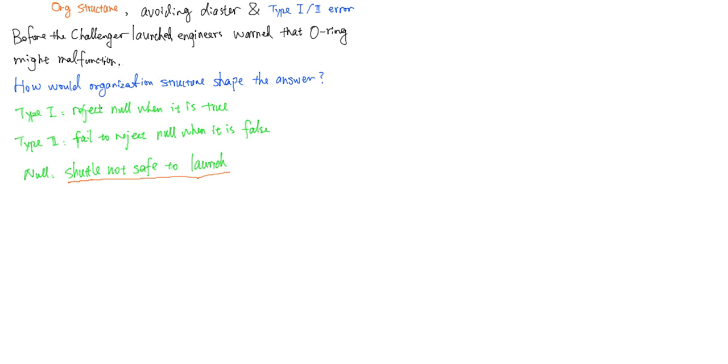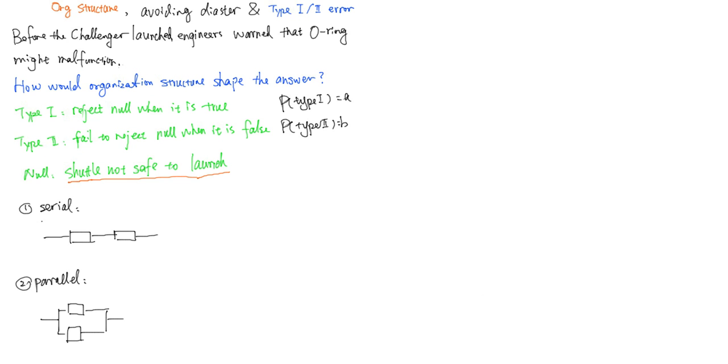So the type 1 error would be that we launch the shuttle despite it actually not being safe to launch. And the type 2 error would be that we did not launch the shuttle when it actually is safe to do so. Now let's assume that the probability of committing type 1 error is A, and the probability of committing type 2 error is B. Now we're going to introduce two organization structures. One is the serial structure, and the other is the parallel structure.